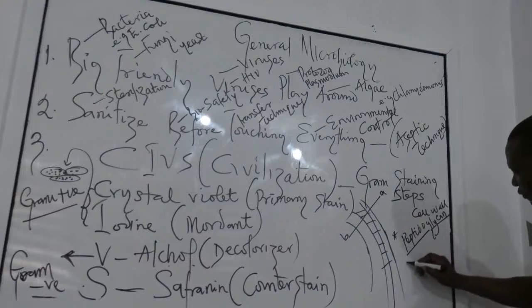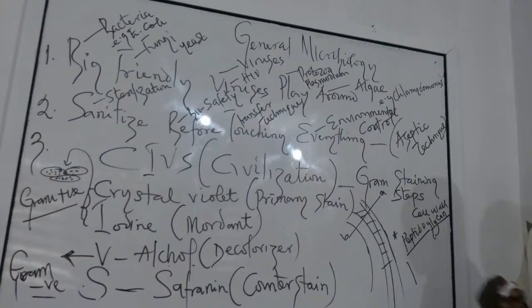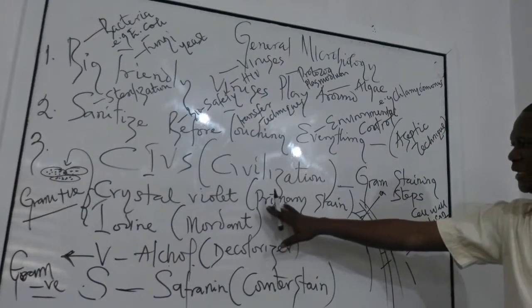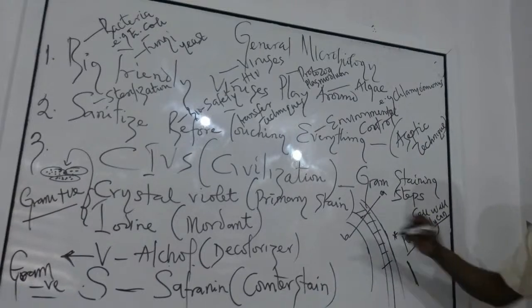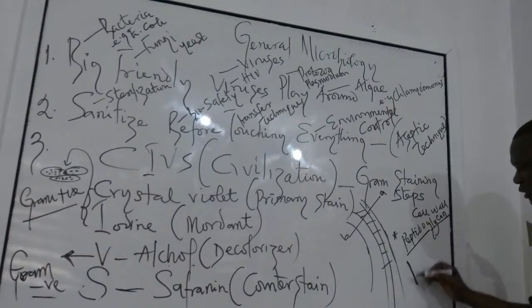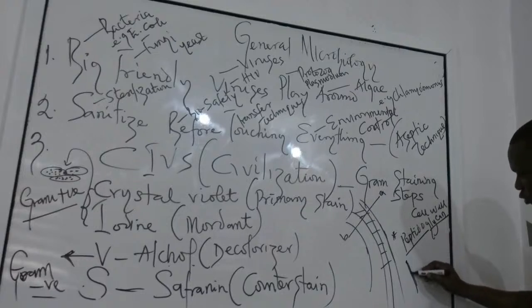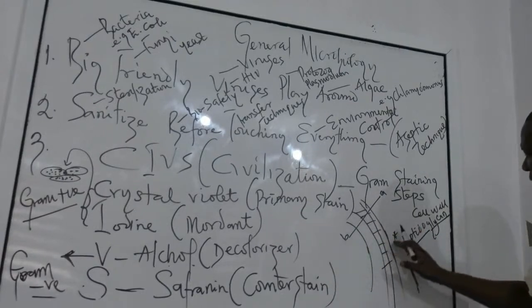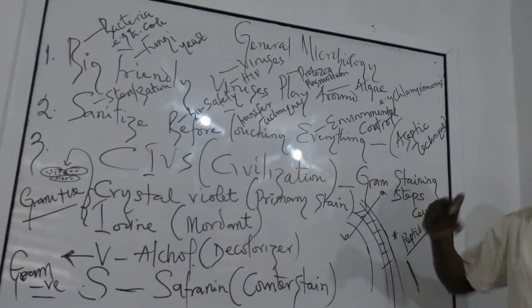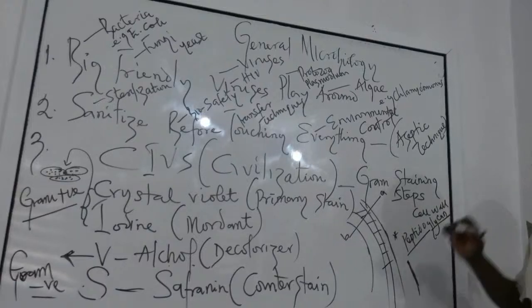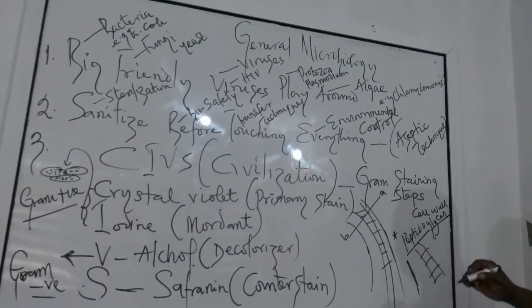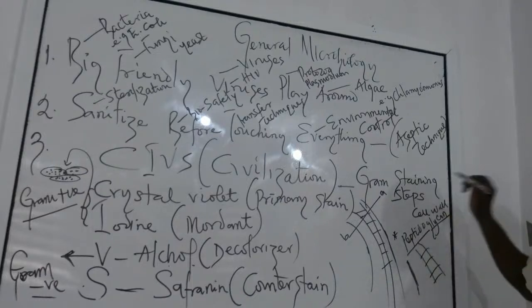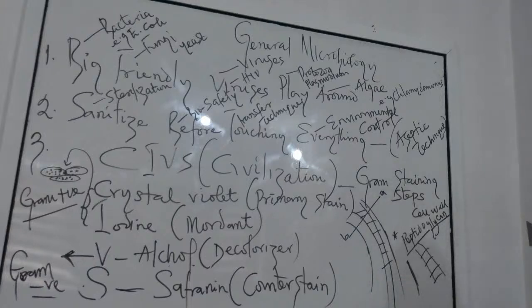So if the layer of peptidoglycan is very, very thin, then the primary gram stain, which is crystal violet, will be very easy for alcohol to remove. So even when you had the primary stain, if it is too thin, it is going to be gram negative at the end of the day because of the very thin peptidoglycan layer. But if it is very, very thick, that means it is going to be gram positive, thickest peptidoglycan. So that is the major difference between gram negative and gram positive.